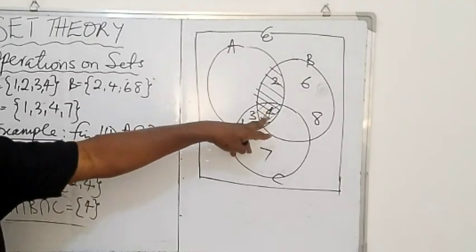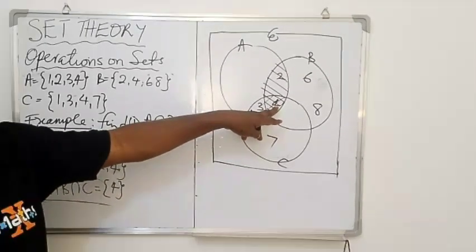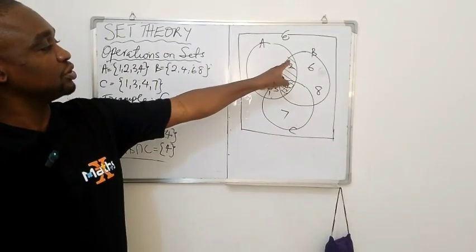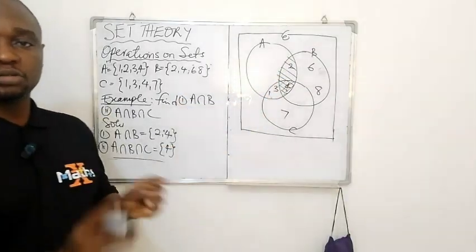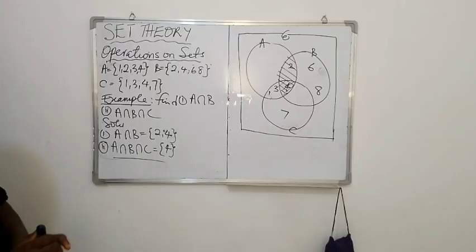So this is your intersection of A, B, and C. This is your intersection of A and B, which I did earlier. That's 2 and 4. That's your 2 and 4. So that is your Venn diagram representation of what I just did.